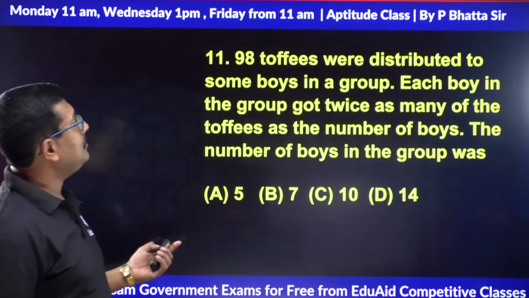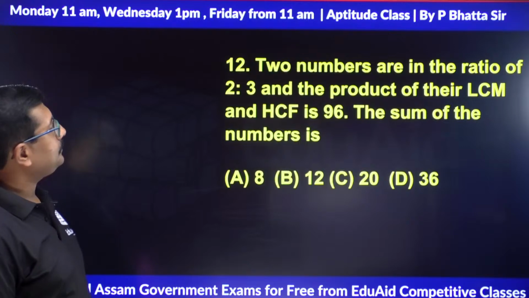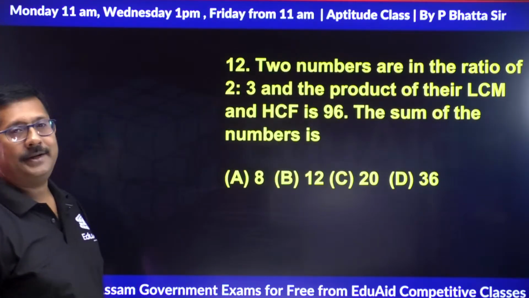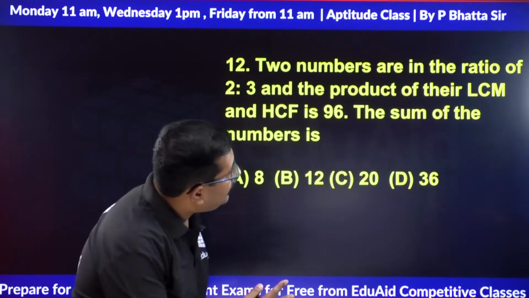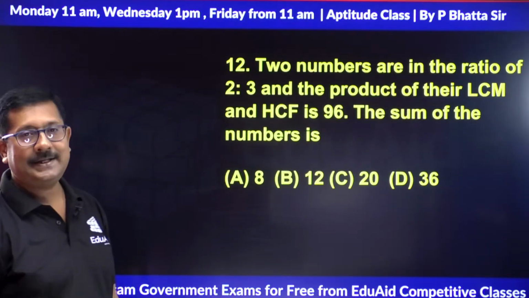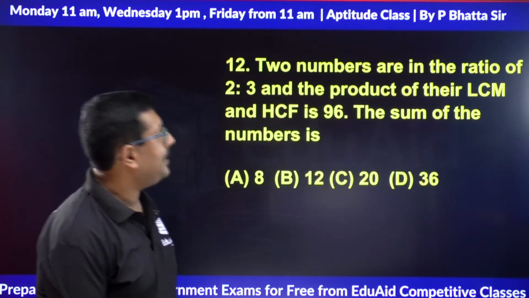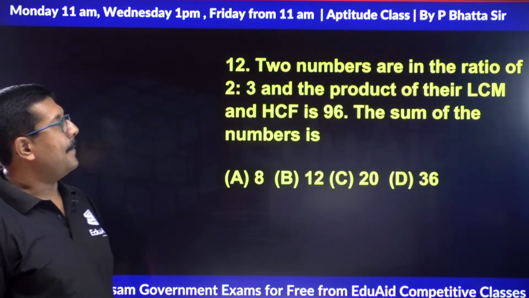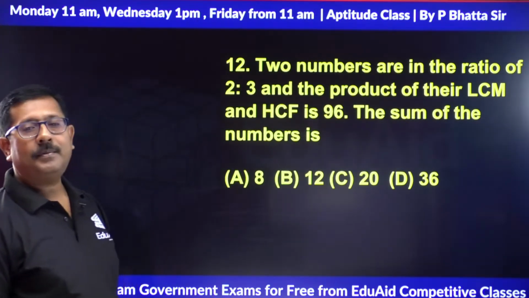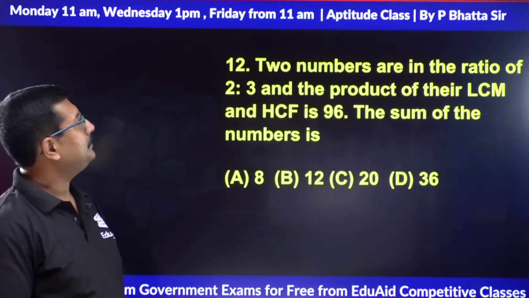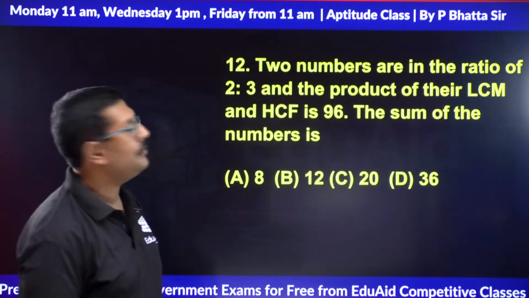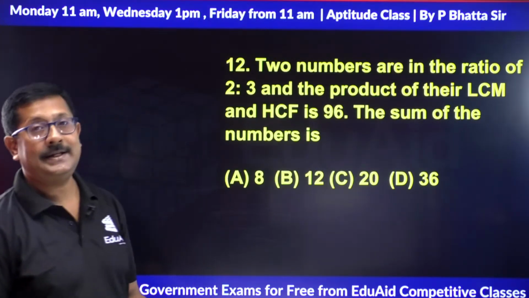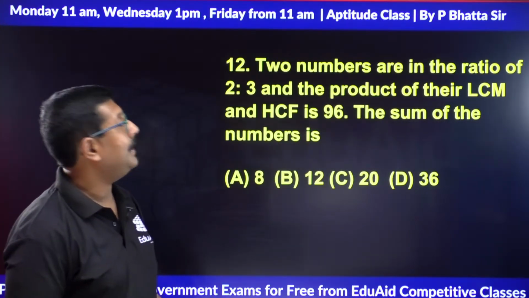Then next আৰু চাওঁ কি কি question পাব পাৰো। Two numbers are in the ratio of 2:3 and the product of their LCM and HCF is 96. The sum of the numbers is, প্ৰথমতে কোৱেশ্চনটো পঢ়ি বুজি ললে হ'ল। Two numbers are in the ratio of 2:3 and the product of their LCM and HCF is 96. The sum of the numbers.